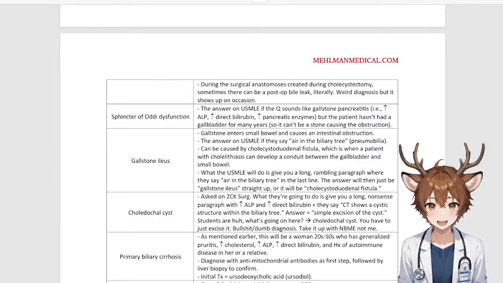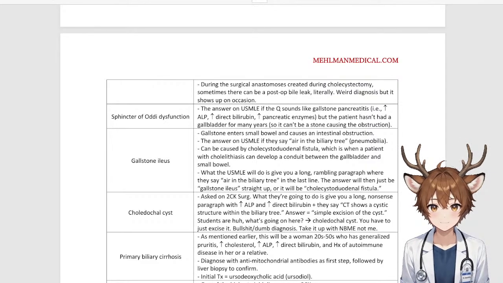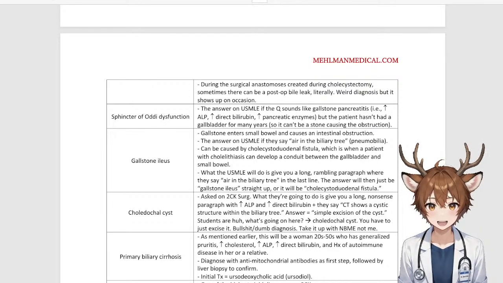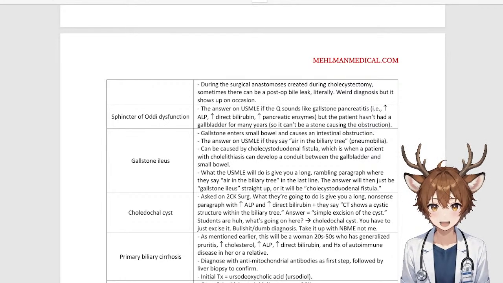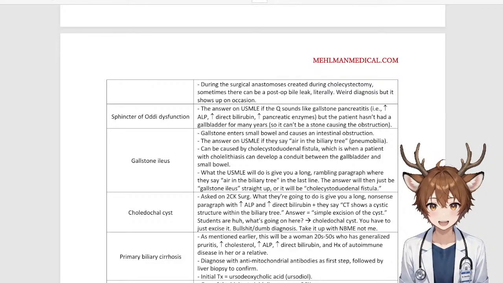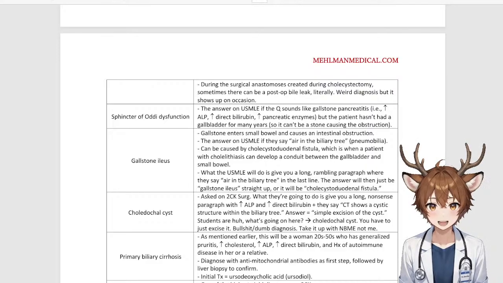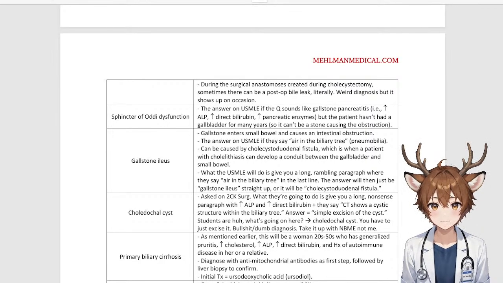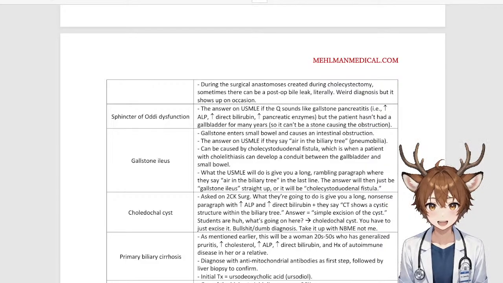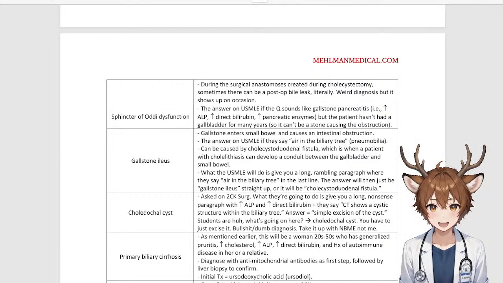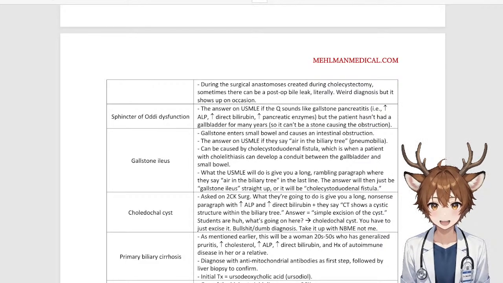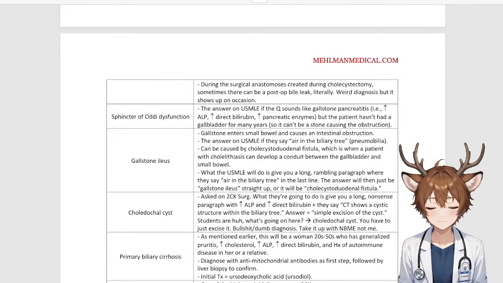Gallstone ileus. A gallstone enters the small bowel and causes an intestinal obstruction. The answer on USMLE, if they say air in the biliary tree, pneumobilia, can be caused by cholecystoduodenal fistula, which is when a patient with cholelithiasis can develop a conduit between the gallbladder and the small bowel. It makes a little perforation and it travels through that.